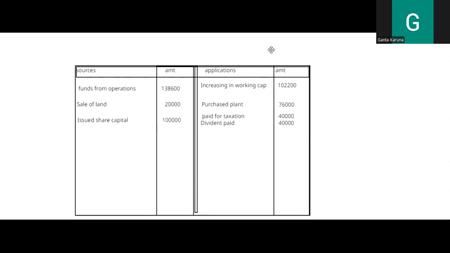Now please do total it. It has to get tallied. When it tallies, our answer is perfect. So 2,58,600 is our answer on both the sides. Same goes here. So these are the two.